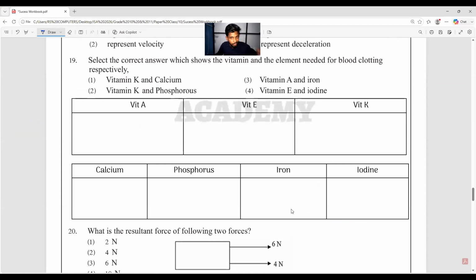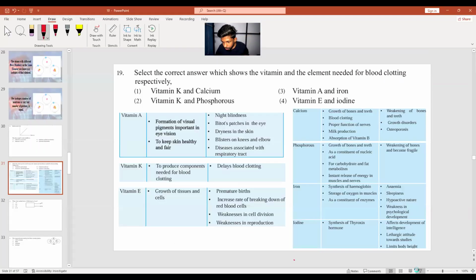From this question, we have learned the importance of vitamin A, vitamin E and vitamin K, because all the answers are there. So now we are going to note vitamin A, vitamin E, vitamin K, and for the minerals calcium, phosphorus, iron and iodine. You are going to write all these things in that chart. Now come to the slide here. There's no need to write all the things.